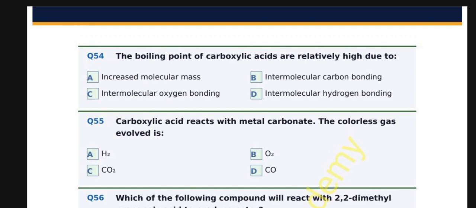Question number 55. Carboxylic acids react with metal carbonates. The colorless gas evolved is A. Hydrogen. B. Oxygen. C. Carbon dioxide. D. Carbon. And the correct option is C. CO2. Carbon dioxide. The colorless gas produced is carbon dioxide, which turns lime water milky.